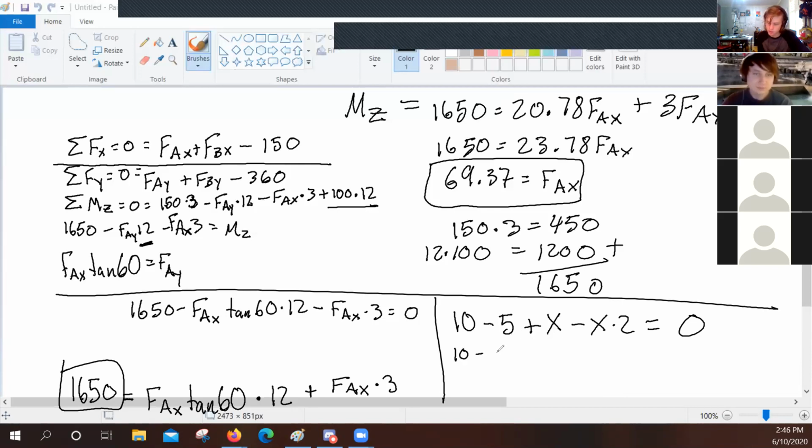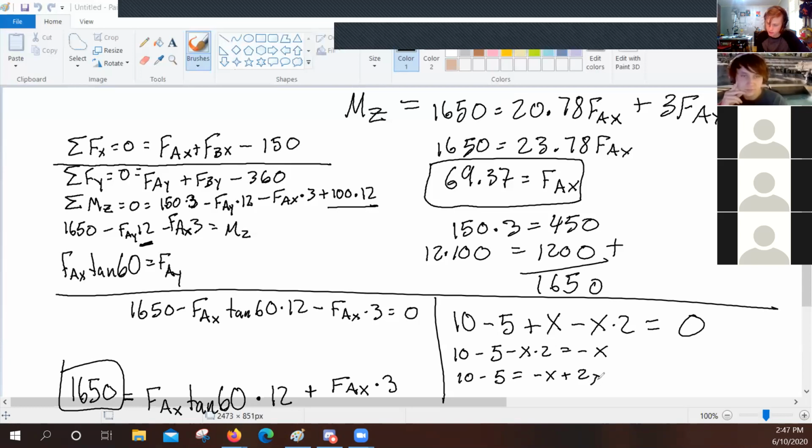So I will rewrite it, 10 minus 5, and then this minus x is 0, so we just won't write it. And then x times 2. And then I'd be subtracting x from this side as well, so minus x. And then I'd add this to both sides. So I'd have 10 minus 5 equals negative x plus 2x.